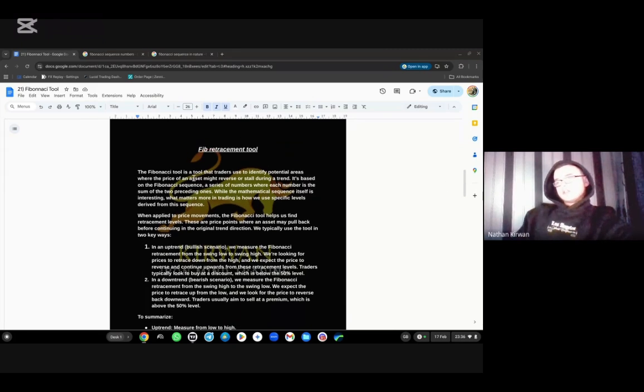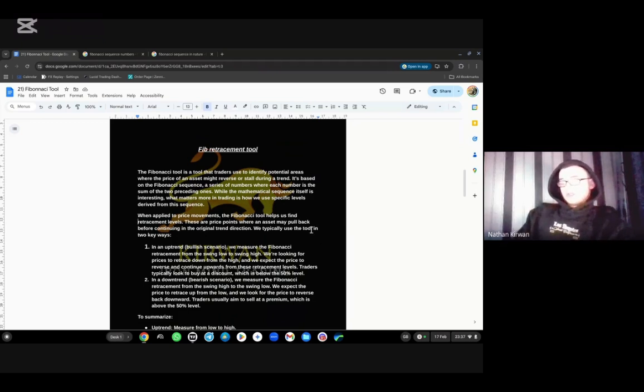The Fibonacci is a tool that traders use to identify potential areas where the price of an asset might reverse or stall during a trend. It's based on the Fibonacci sequence, which is a series of numbers where each number is the sum of the two preceding numbers. While the mathematical sequence itself is interesting, what matters more in trading is how we use the specific levels derived from this sequence. When applied to price movements, the Fibonacci tool helps us to find retracement levels. These are price points where an asset may pull back before continuing in its original direction.